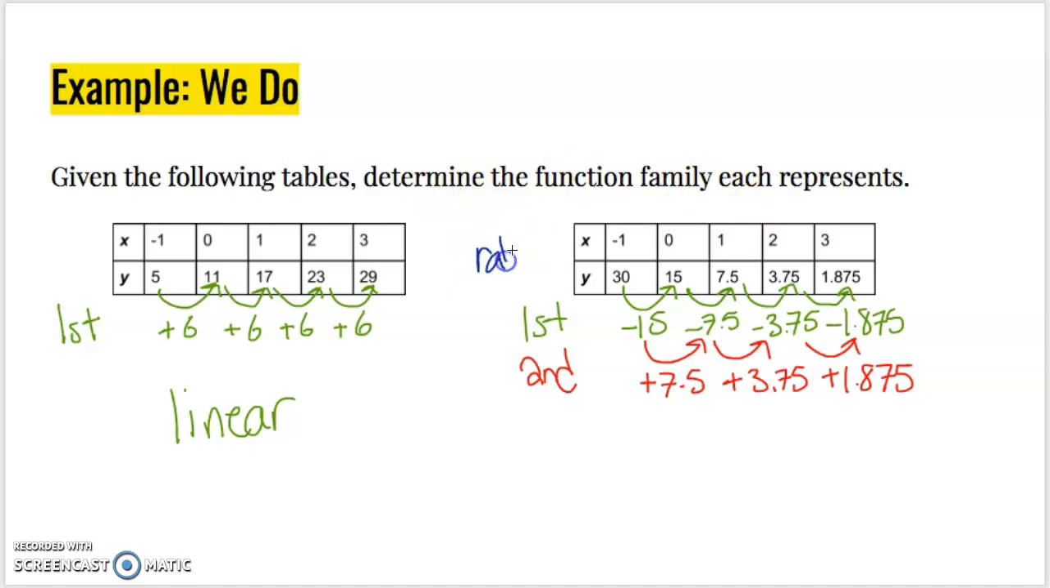So looking at my ratio up here, 30 to 15, in order to do that, I have to see if I multiply or divide by a number. So 30 to 15, that's a division by 2. And you can test that in your calculator. Just do 30 divided by 2. That should give you 15. And then from 15 to 7.5, well, that's another division by 2. And then from 7.5 to 3.75, division by 2. And one more, division by 2. Perfect. So my ratios are all the same, which means they're common, which means that this represents an exponential function.